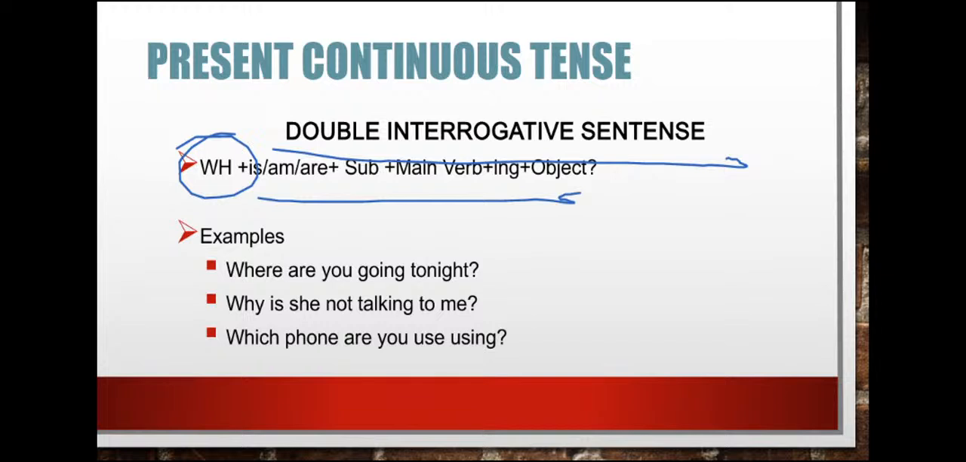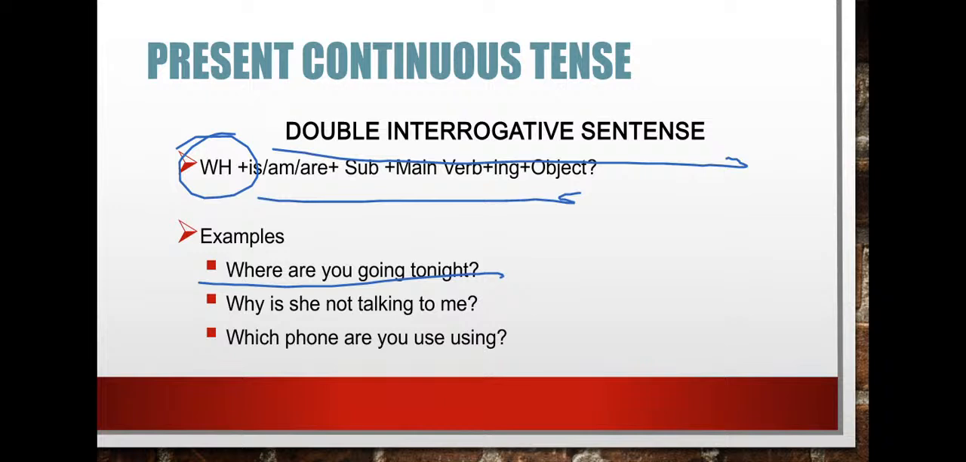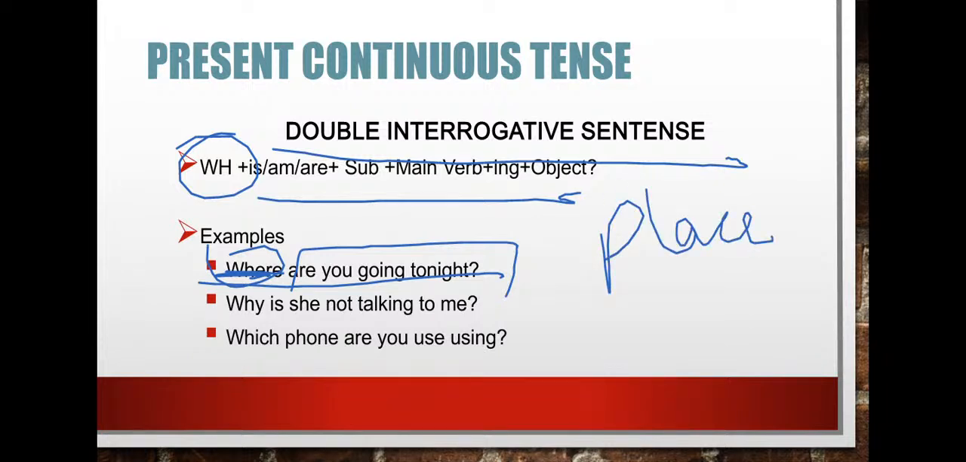For example, where are you going tonight? You can ask this question in the interrogative progressive tense, but still we are adding a wh question right here to ask a specific question, like where are you going? I'm talking about a place. And why is she not talking to me? What is the reason? Cause.